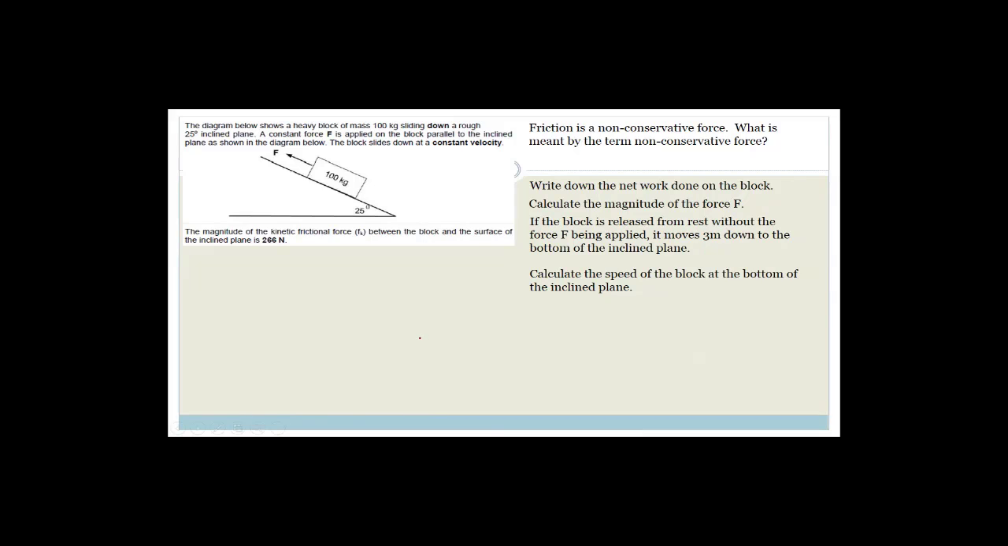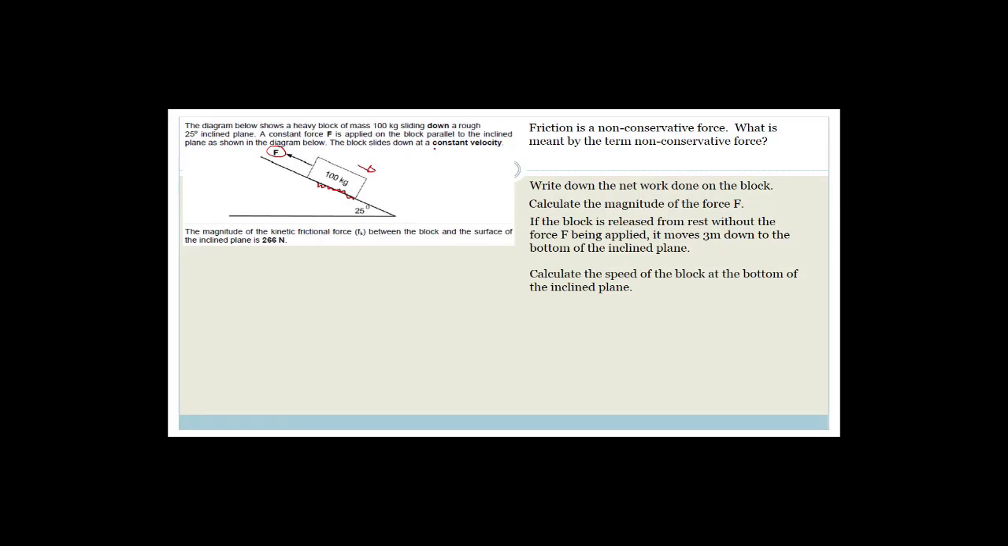The diagram below shows a heavy block of mass 100 kilograms sliding down a rough inclined plane. So it's actually moving down it, okay? But there's a constant force applied on the block parallel to the inclined plane as shown. So it is actually being pulled up with a force, okay?